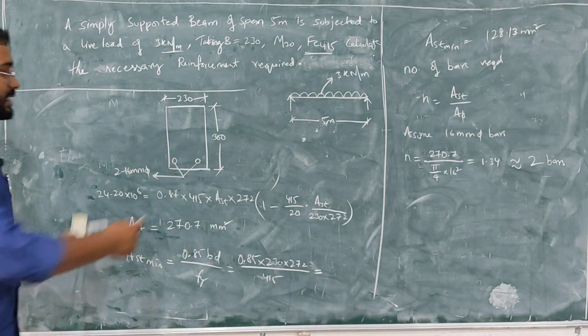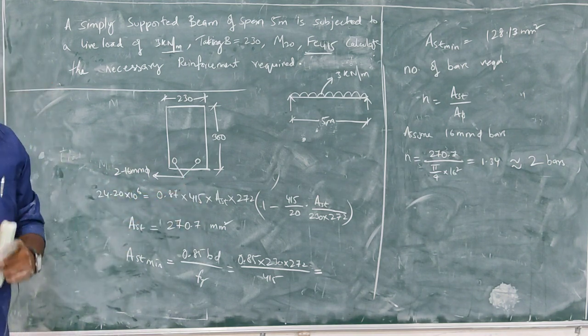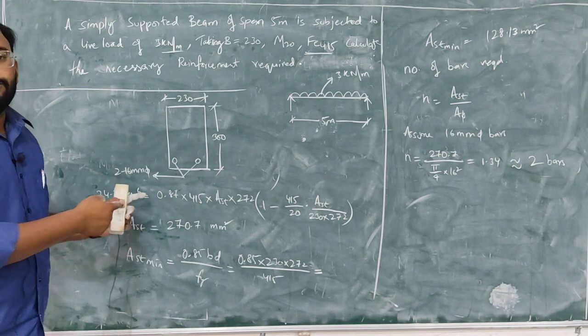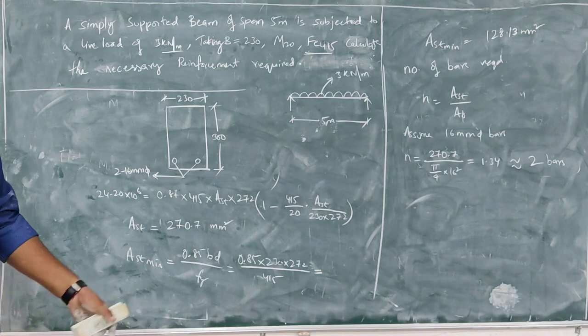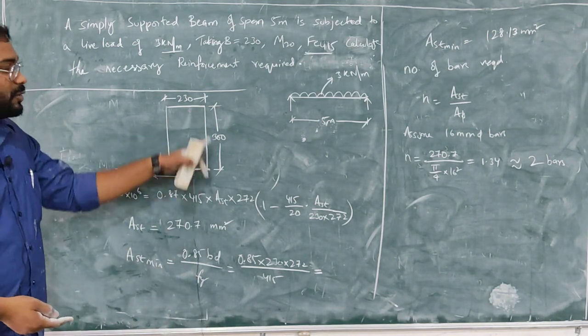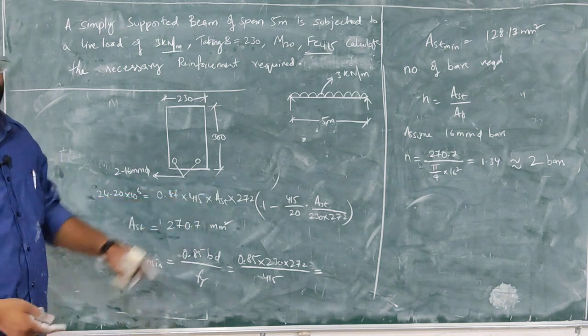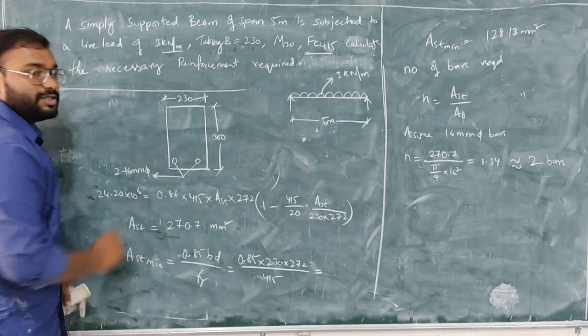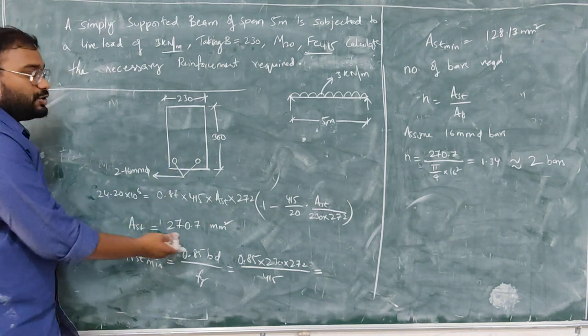Because these are the drawings which you will be giving on the site. 272 is in no way concerned to the person there. Why? Because 272 is your calculation. What should be provided is the overall dimension, that is 300. So provide 2 bars of 16 mm diameter in the tension zone of the concrete.